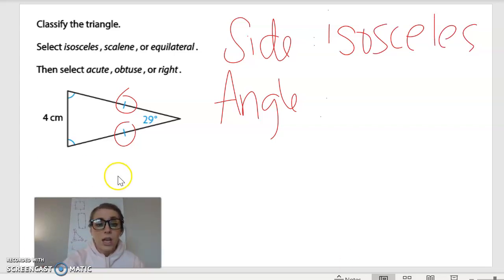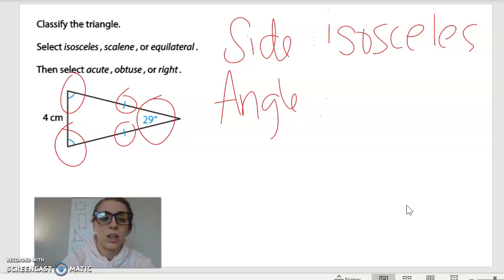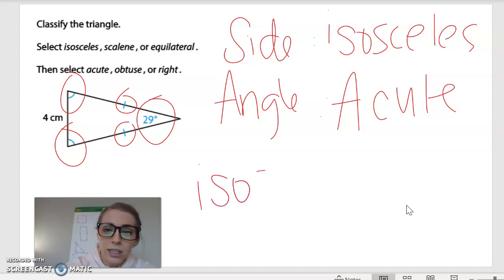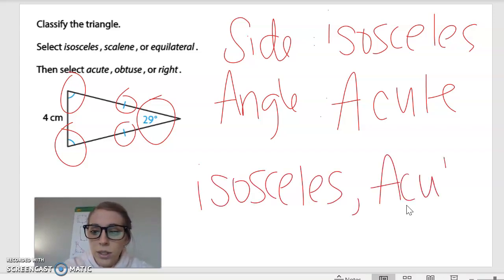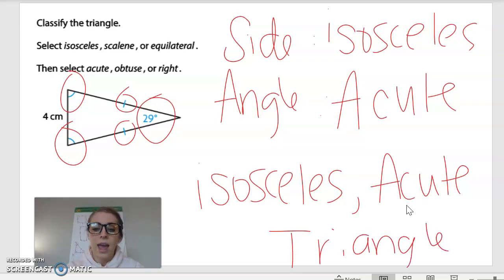I have to now describe the angle. I look at my angle here and it's less than 90 degrees, and I know that these are also both less than 90 degrees. So this is known as, for the angle, an acute, because it's a cute little angle, less than 90 degrees. So if I were to just say this name out loud, it would be an isosceles, comma, acute triangle. Okay, so that is how you would classify that.